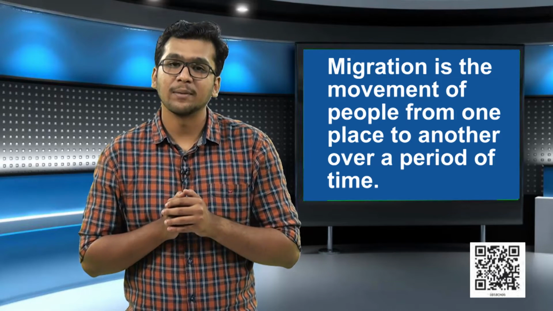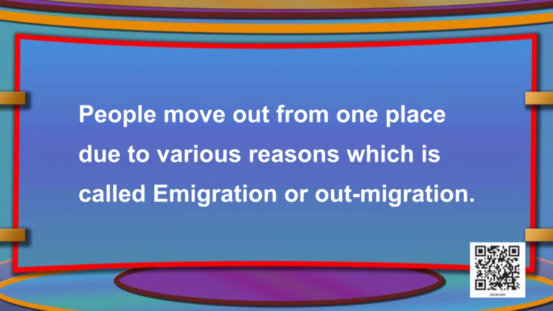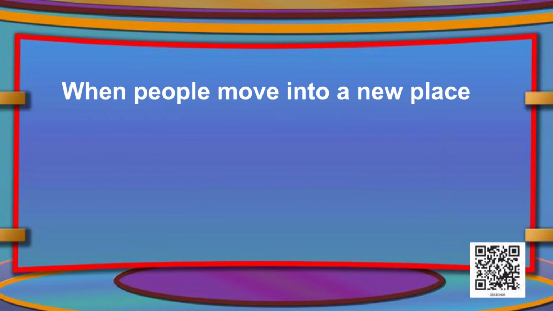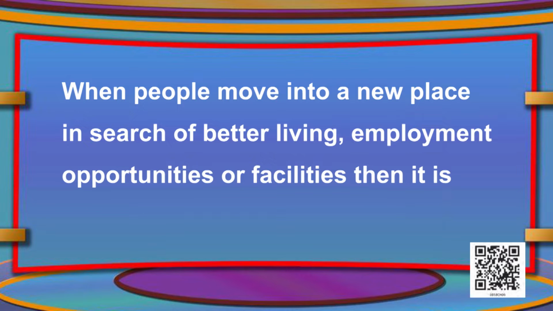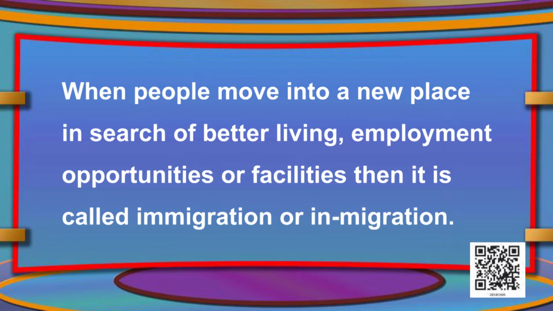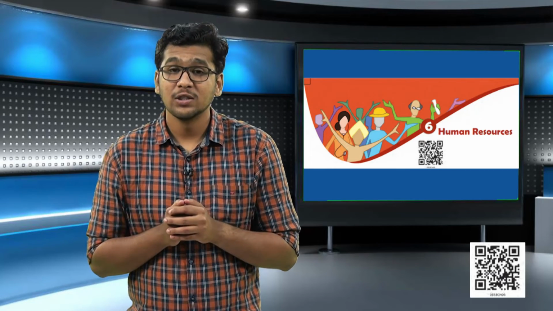Migration can be of two types. People move out of a certain place for several reasons, which can be called emigration or outmigration. When people move into a new place in search of better living, employment opportunities, etc., it is called immigration or in-migration. Can you tell how both these types of migration affect the population of a region?